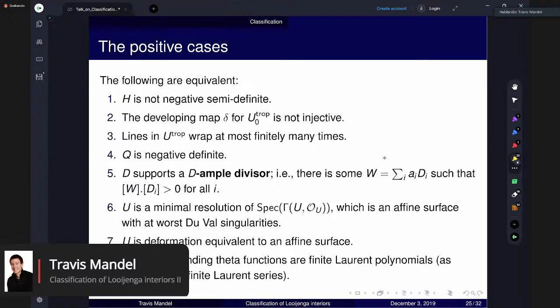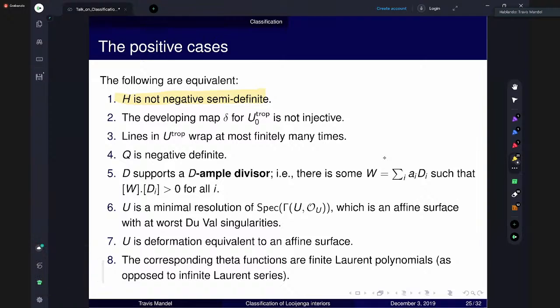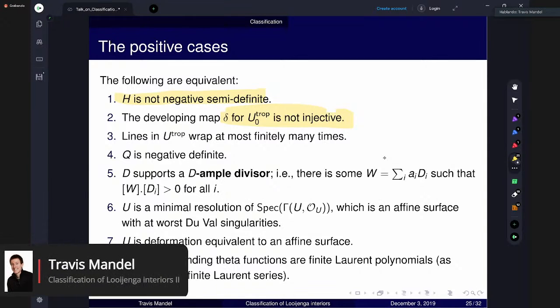So the positive cases, this slide is basically just the converse to the previous slides. These are where H is not negative semi-definite. The developing map, well, not only does it not map you, the image won't lie in a half space, but in fact, the developing map won't even be injective. So the developing map will wrap all the way around the origin and keep going around. You try to fill all of R2 and keep going around. Lines in U trop, because of that, will only wrap finitely many times. They won't ever spiral towards the origin.